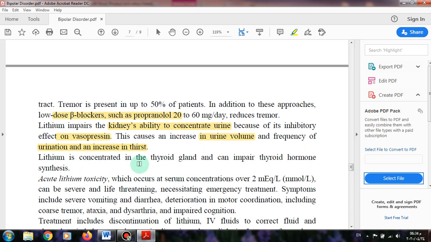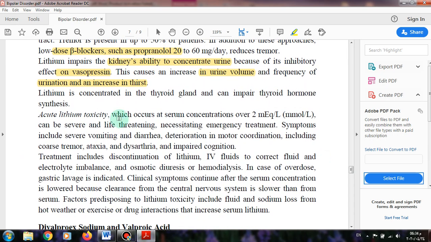This can cause an increase in urine volume, increased frequency of urination, and increased thirst. Lithium also concentrates in the thyroid gland and can impair hormone synthesis. Acute lithium toxicity can occur when the serum concentration is greater than 2 millimole per liter. Such a patient is characterized as having a severe and life-threatening condition, necessitating emergency treatment. Symptoms include severe vomiting and diarrhea, in addition to deterioration in motor coordination, including tremor, ataxia, dysarthria, and impaired cognition.